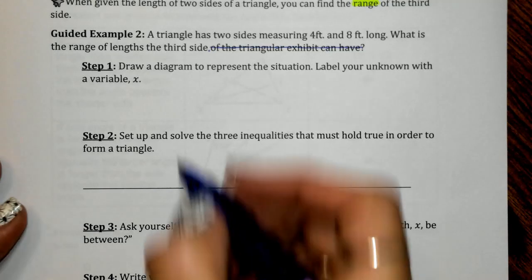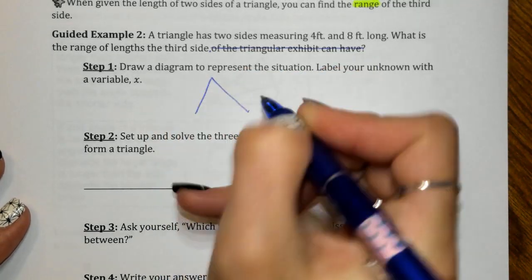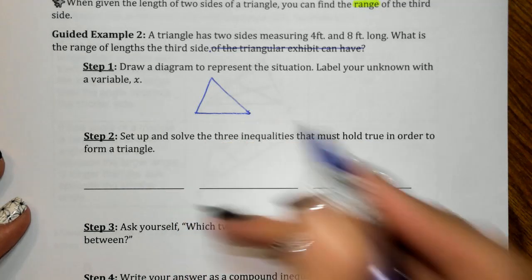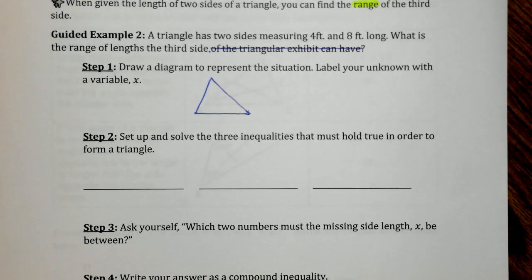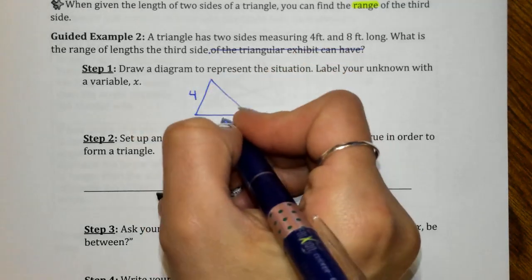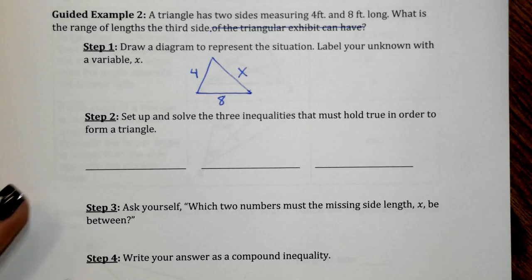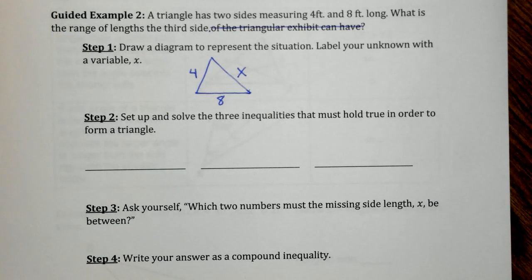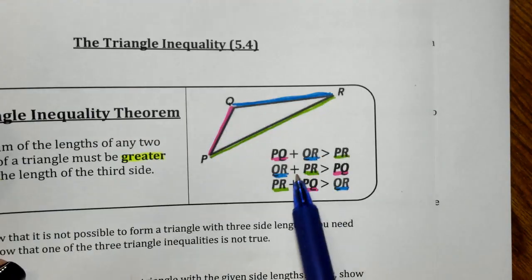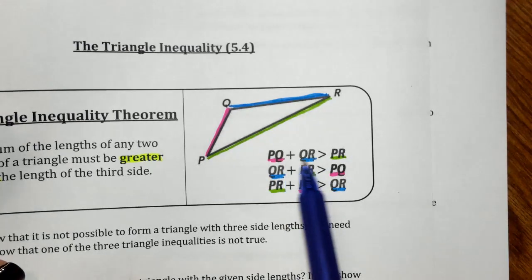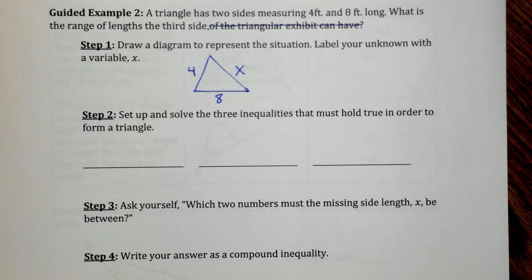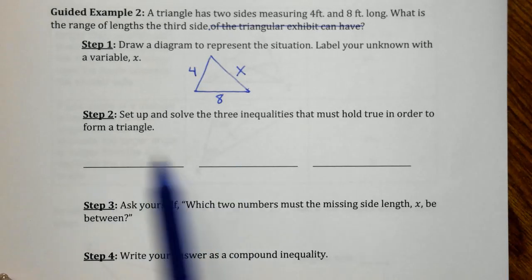So what this means is we've got a triangle of some sort. We don't know what kind. We're going to label our unknown variable x. So we have two sides, 4 and 8, and then our third side is going to be x. According to the first page that we looked at, where we had the sums of two sides being greater than the third, we technically have 3 inequality statements that we can write. And that's what we're going to do right here.